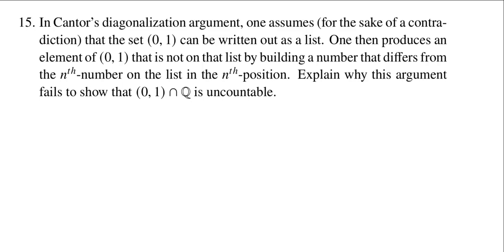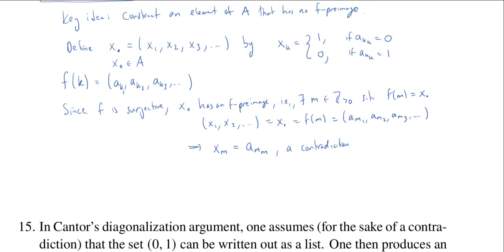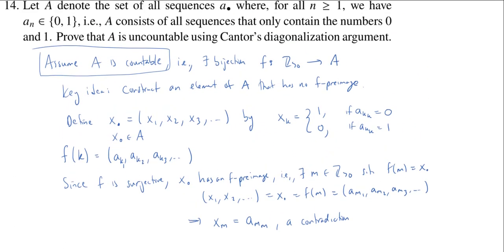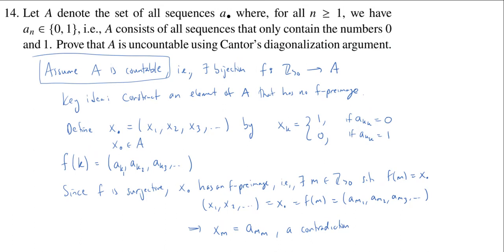Okay, let's backtrack a moment. Let's go back actually to problem 14. We made this very crucial assertion. When we defined a sequence, this x dot, we had to add this extra little note here, right, that x dot was actually in A. Once we did that, then we could say, oh, cool, we know that if it's in A, then since f is surjective, x dot has an f preimage.